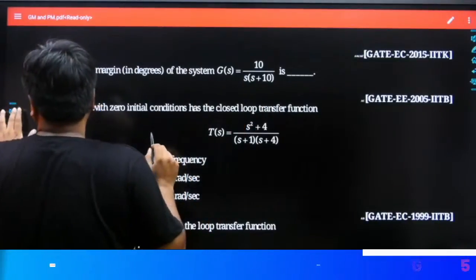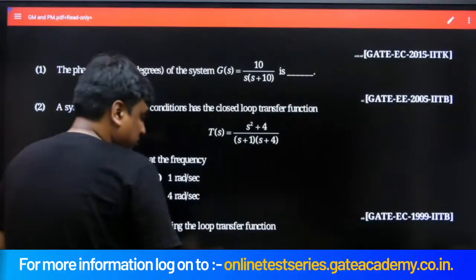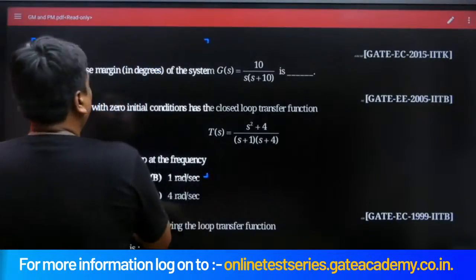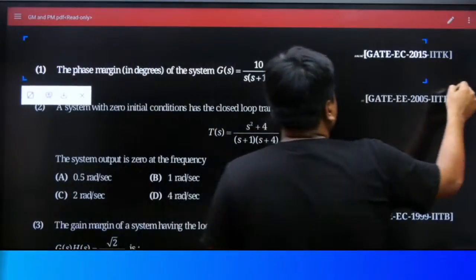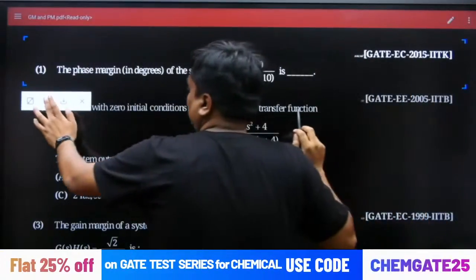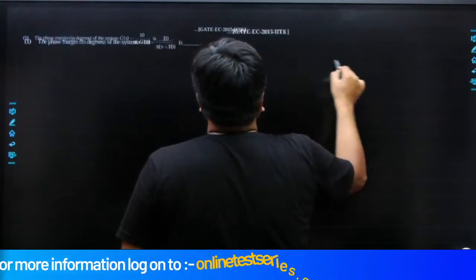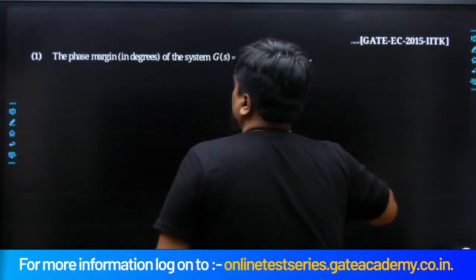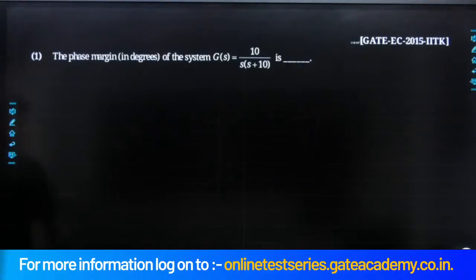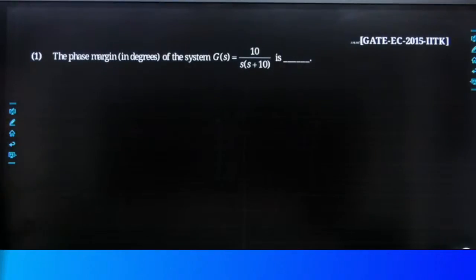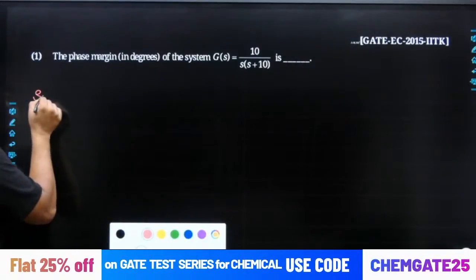Read this problem carefully, and the student who has a little idea about gain margin and phase margin must be able to know the exact value of the phase margin for this given open loop transfer function. This is the first question of the day. Tell me how much phase margin this system carries. So let me start with its solution.